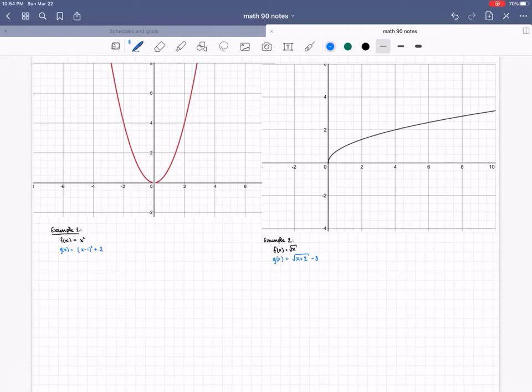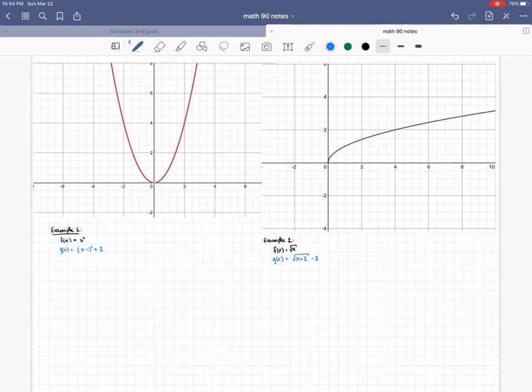Welcome back, everybody. In this lesson, we're going to take what we learned in the last two lessons about translations and combine it into two examples. You'll notice I've already got a few things set up here. On the left, we've got the graph of f of x equals x squared, and we are going to consider the function g of x equals (x minus 1) squared plus 2. Then we have another example on the right that looks at the square root function. We'll look at that in a minute.